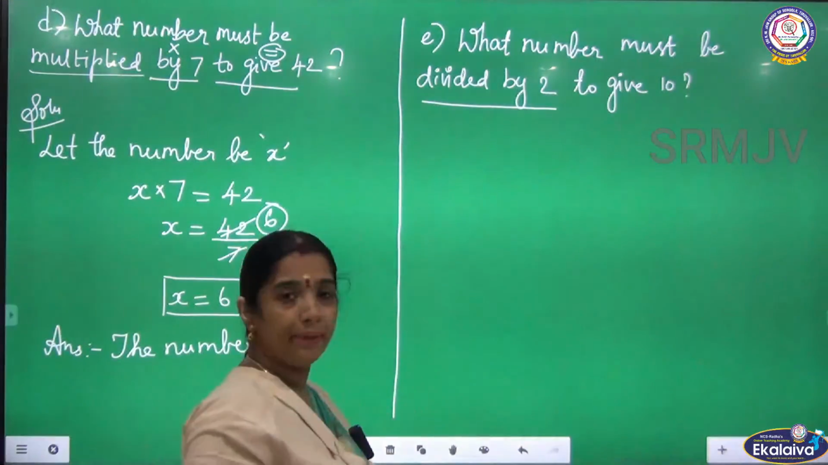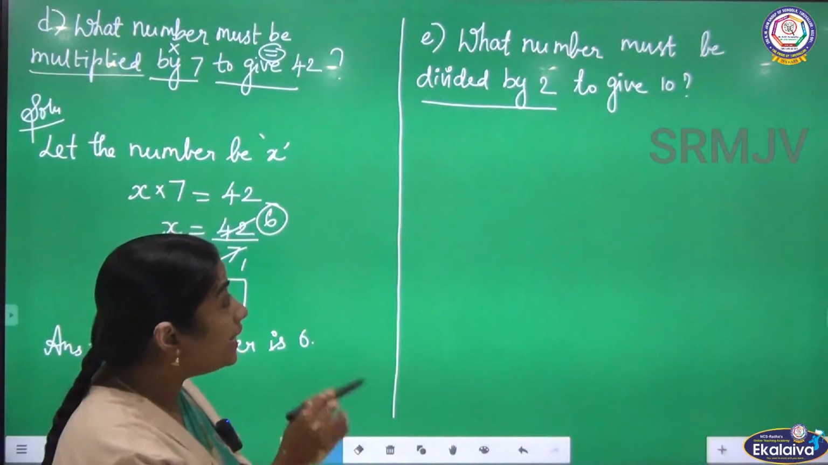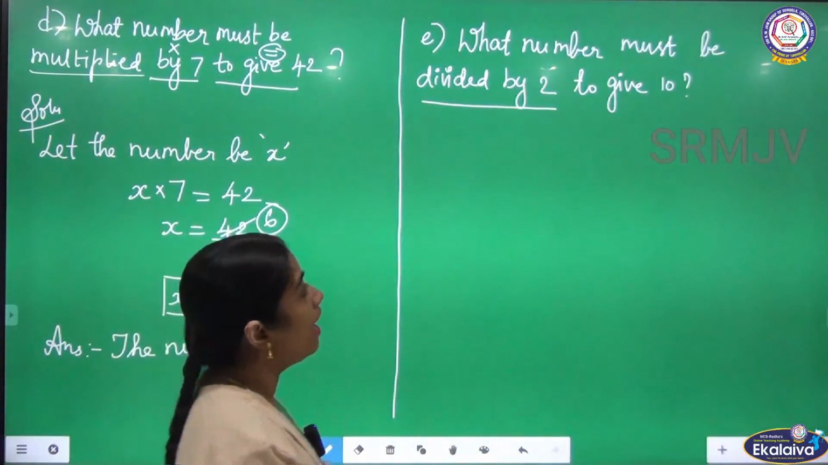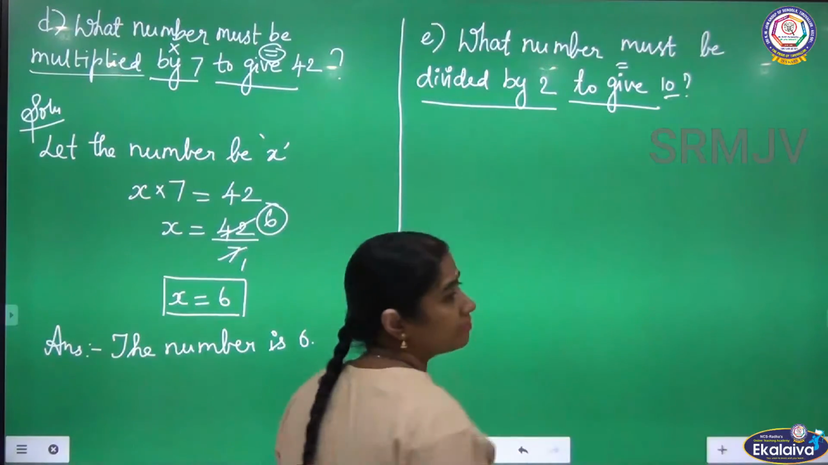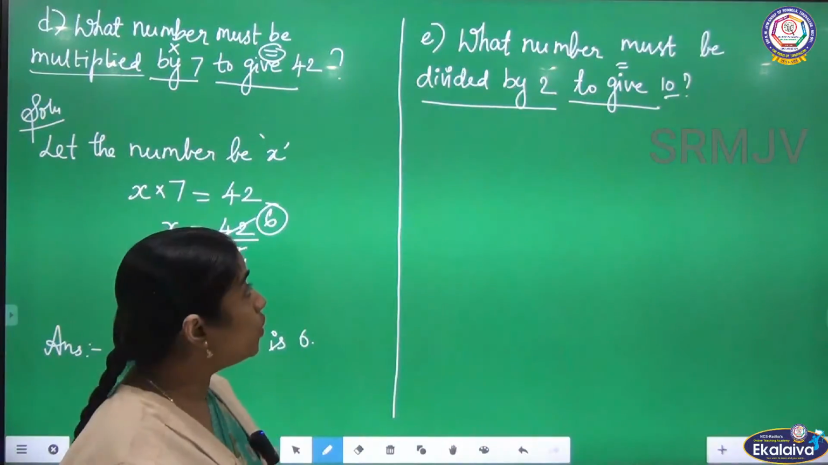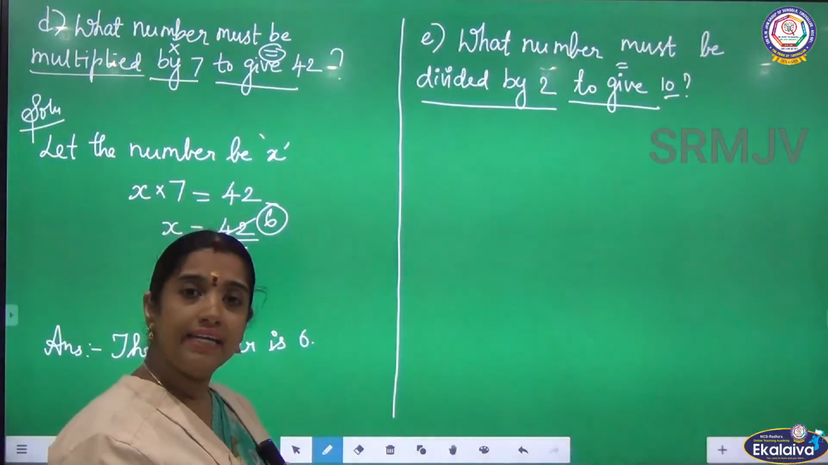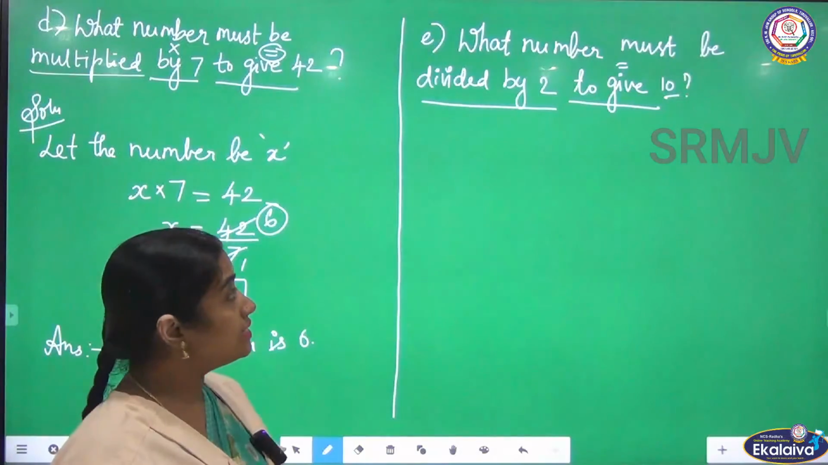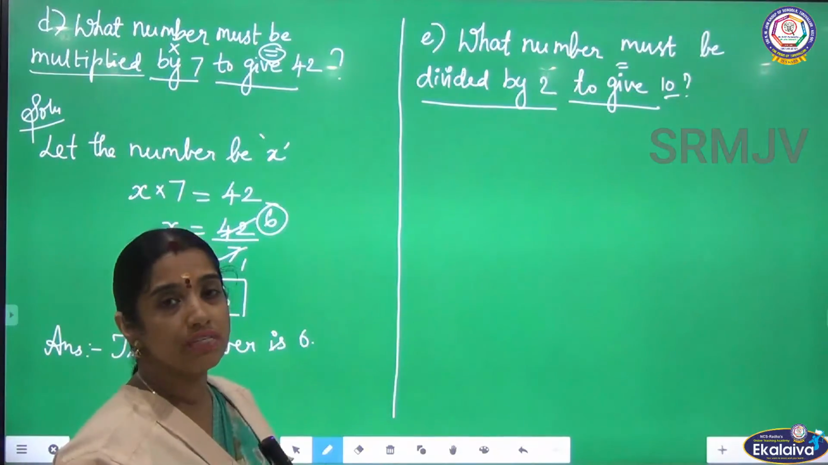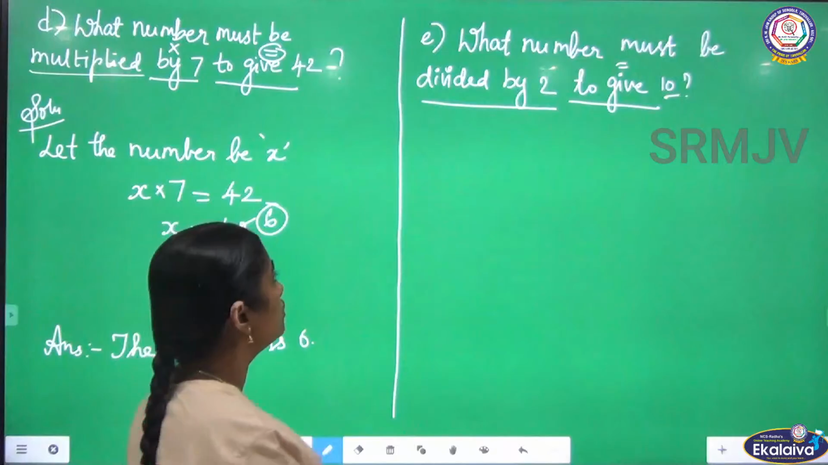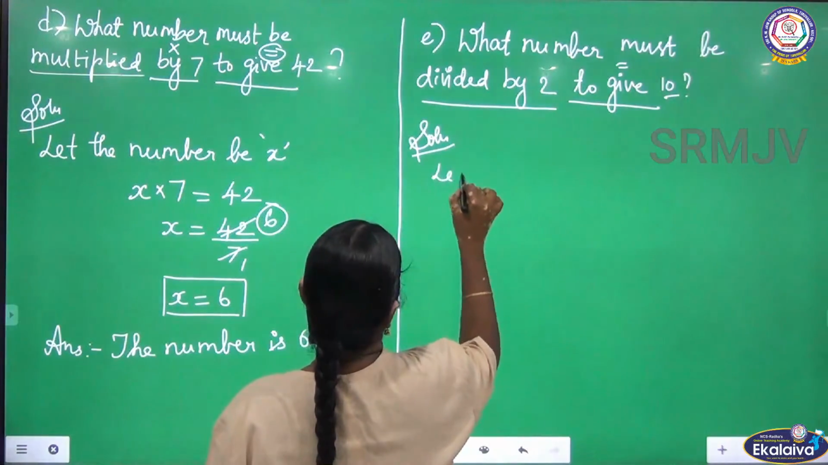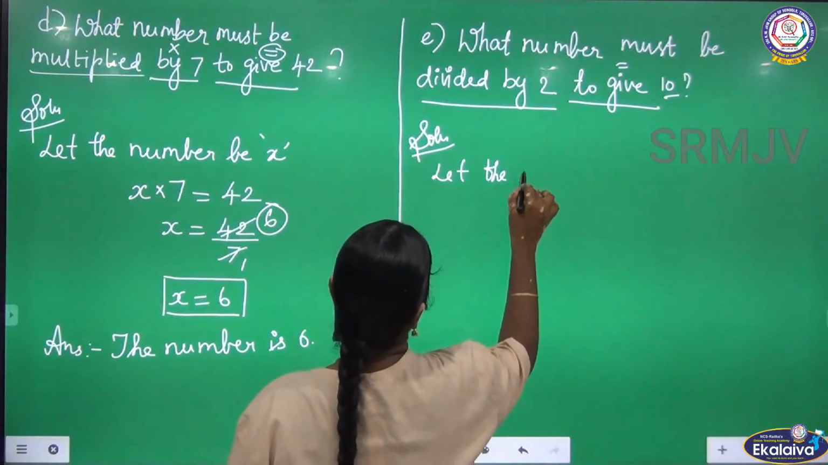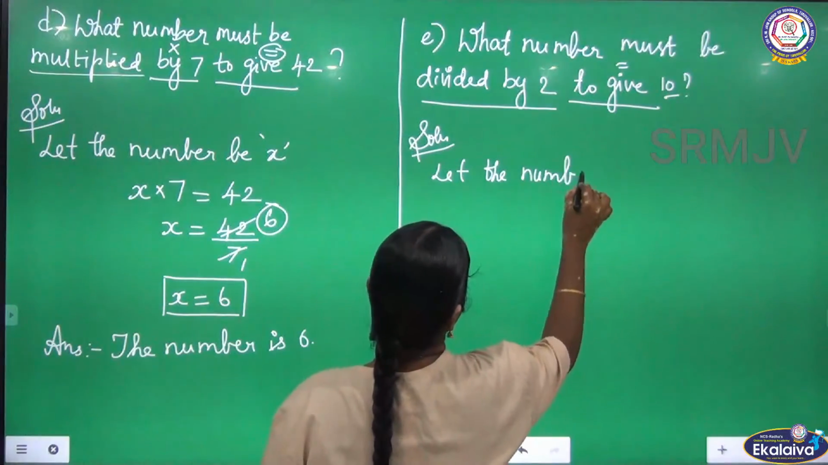I don't know the number, but when I divide that by 2, I can get the answer to be what? 10. I don't know the number, but when I divide that by 2, my answer is 10. Equal to. So, here also write, let the number be x.